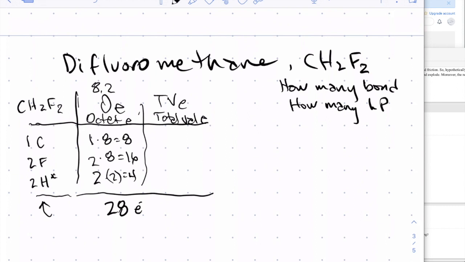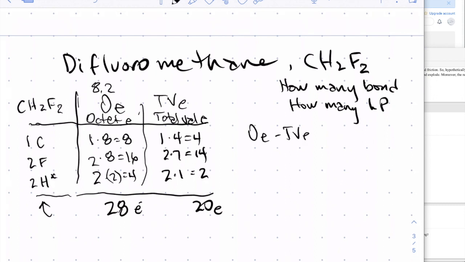In reality, carbon has 4. So we take 1 times 4, and that's 4. In reality, fluorine has 7. So 2 times 7 is 14. And hydrogen has 1. 2 times 1 equals 2. So in reality, the total valence electrons for this particular chemical is 20. The magical thing about these two numbers is that if you take the octet electrons and you subtract the total valence electrons, that's the number of electrons used in bonding.